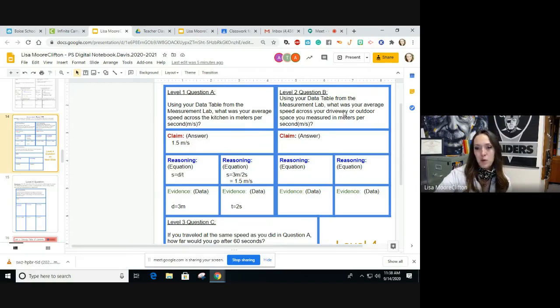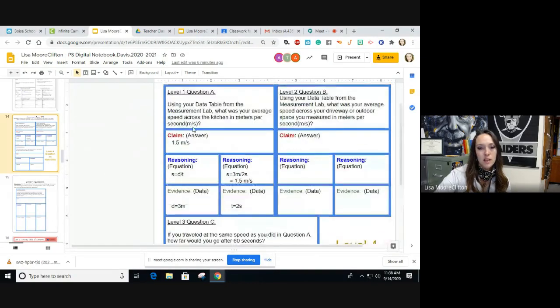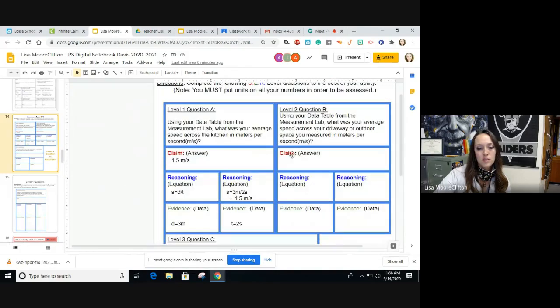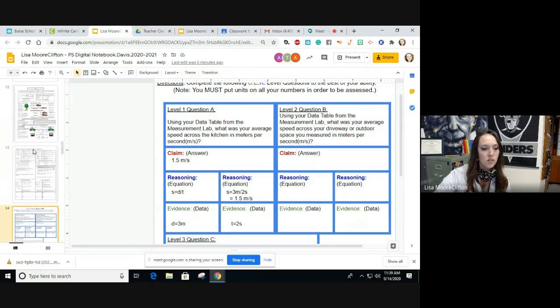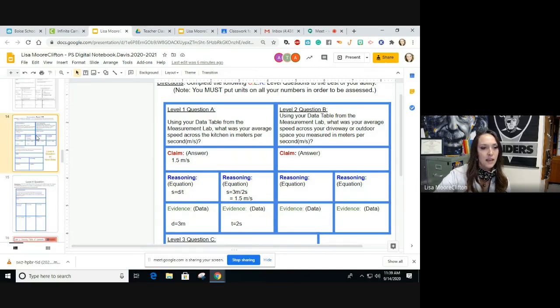And then in question 2, you're using the distance and the time across the driveway or whatever space outside that you measured. All right, and then in 3, you're going to use the speed that you got from question A to answer that question. All right. So that is how you do that. Then the last thing that you need to do is to add it to your table of contents and link those slides.